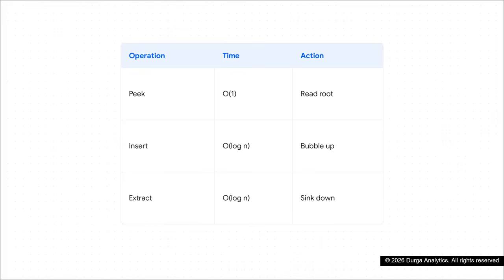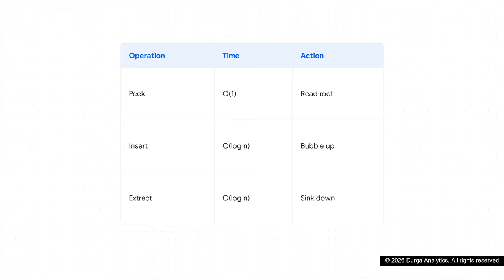And to extract or process that top item, you remove it, grab a leaf from the bottom, stick it at the root, and sink it down into its proper place. That's also just O(log n) time. In modern practice, your standard libraries give you this out of the box, like heapq in Python or PriorityQueue in Java. Instant access, rapid updates.